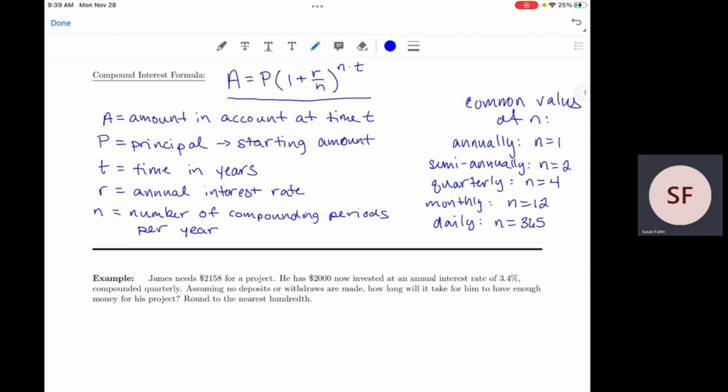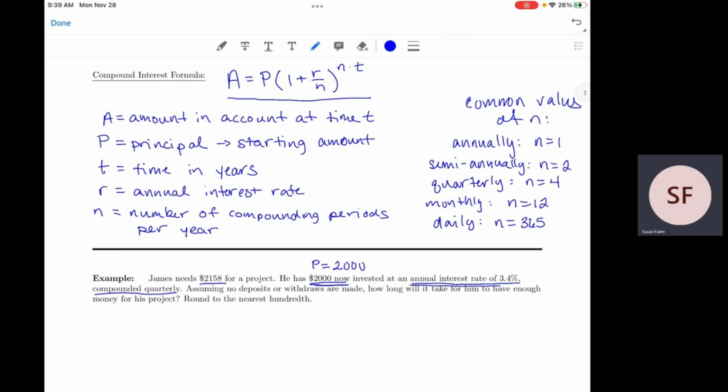Okay, so James needs a certain amount of money, and he wants to know if he puts $2,000 in the bank now with an annual interest rate of 3.4% compounded quarterly, how long will it take for there to be $2,158 in the bank? Okay, so let's start figuring out what all of this stuff is. Since he has $2,000 that he's investing now, that's our starting amount, that's our principal. So that means that P value is $2,000.